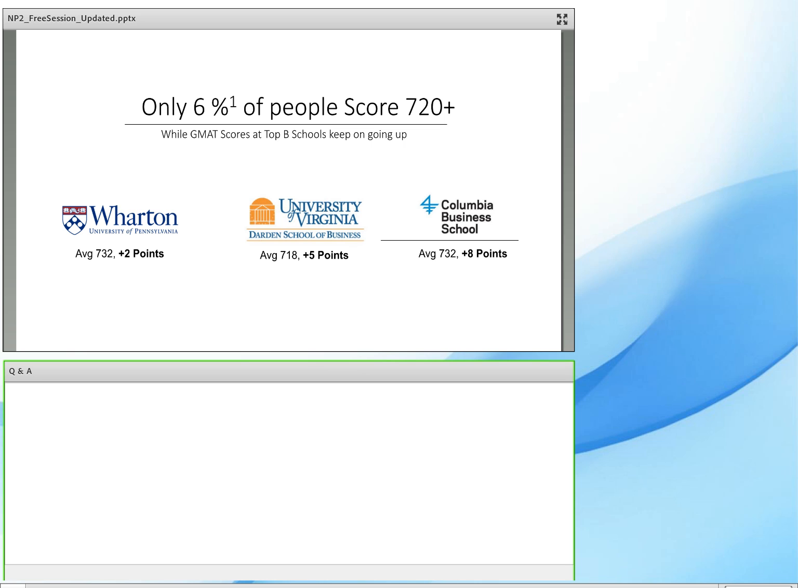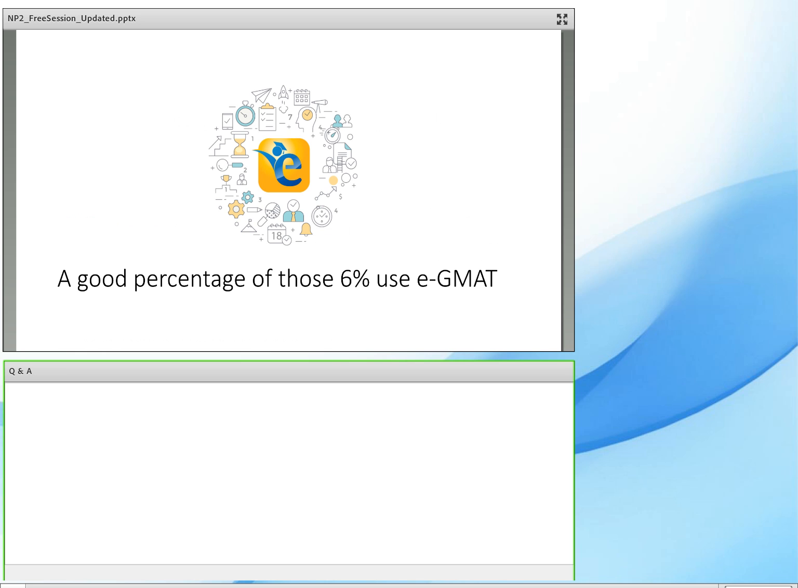Now, what is it that people who get to these scores do? A good percentage of them use e-GMAT. Why do I say that?